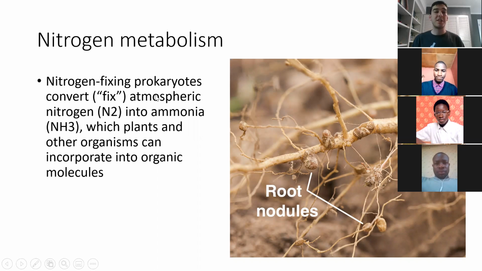And so nitrogen fixation specifically is about fixing nitrogen, or in other words, converting atmospheric nitrogen in the form of N2 gas, that's about 70% of our atmosphere, into ammonia, which is NH3. And then plants are able to use this NH3 as a nitrogen source to incorporate into their organic molecules, such as proteins, for example, which need nitrogen. And so here in this image, you can see these root nodules are places where you have an interaction between nitrogen-fixing bacteria and the plant roots.